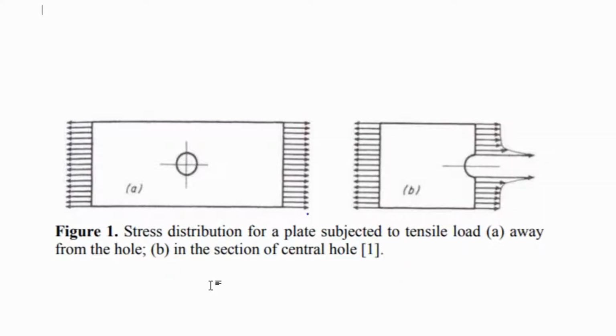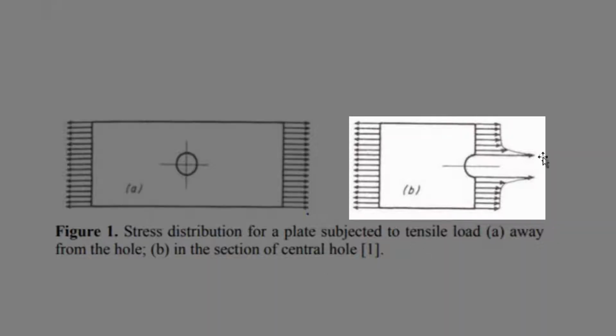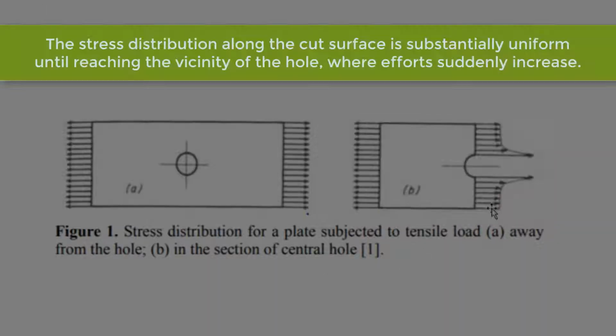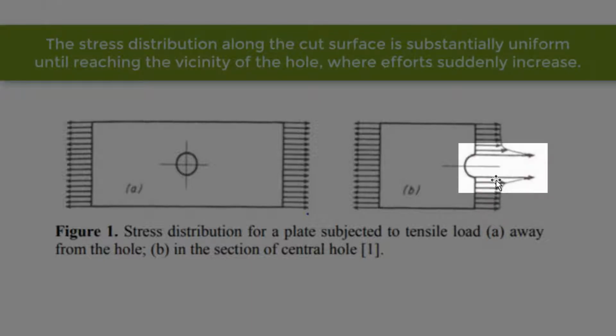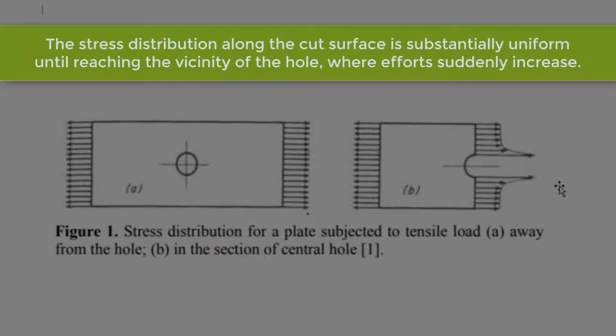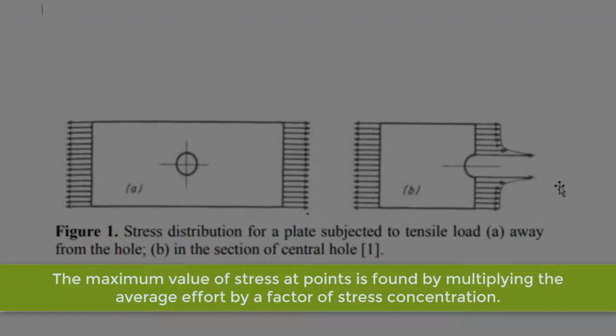If the bar is cut in the cross-section of the hole, the tensile stress will be shown as in figure 1b. The stress distribution along the cut surface is substantially uniform until reaching the vicinity of the hole, where the efforts suddenly increase. The maximum value of stress at the points is found by multiplying the average effort by a factor of stress concentration.